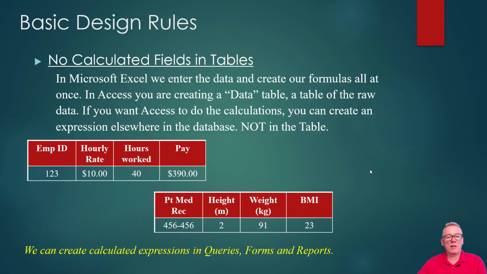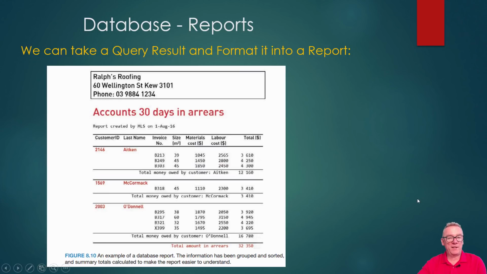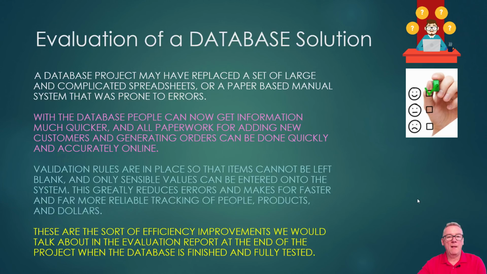Now, we don't put calculated fields in tables. So hours times the rate per hour and calculate it. We don't store it in the table. What we do is we do it by running queries, forms, and reports, and we'll see that in the Access course. So there's a typical report we can get out. They are very useful for the database.